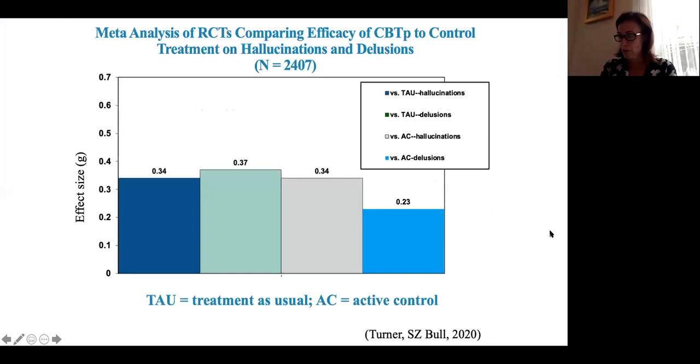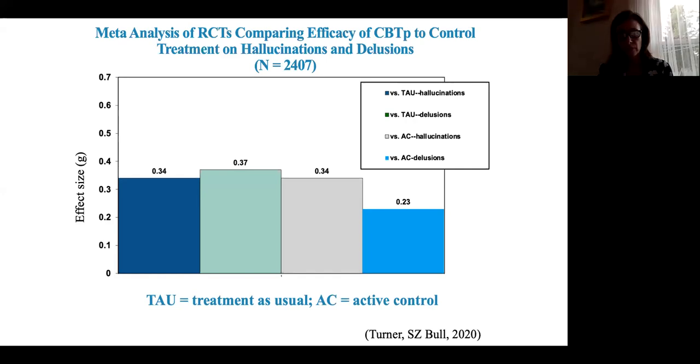Now when you're comparing CBT to a treatment as usual, that's easier to find an effect against, right? Because treatment as usual isn't a manual-based, very systematized treatment. So that's what TAU is here, and I'll orient it to the slide in a minute. Versus an active control, which is AC. An active control is like another treatment. So it might be compared to something like psychoeducation or even something like social skills training. So effect sizes of about 0.4 are right on the cusp of small to medium.